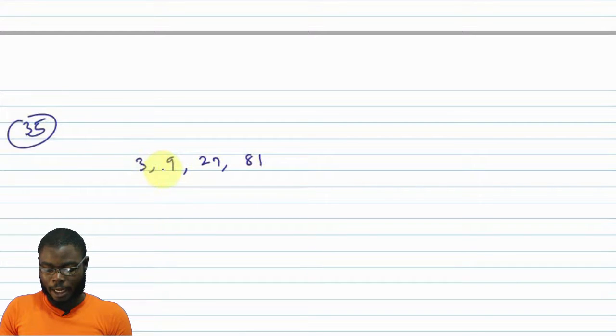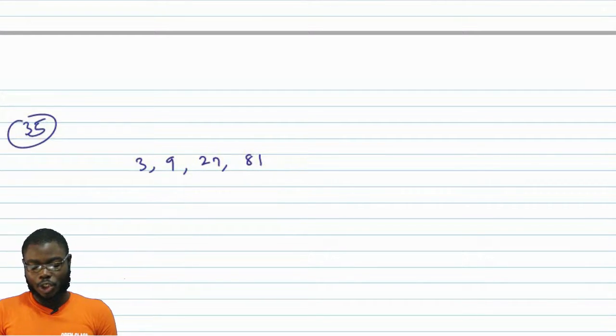If you look at 3 and 9, when you multiply 3 by 3 you get 9. When you multiply 9 by 3 you get 27. 27 times 3 gives you 81. So they are increasing geometrically.